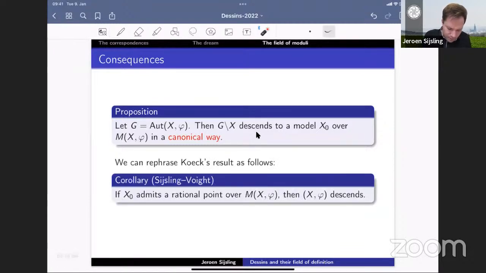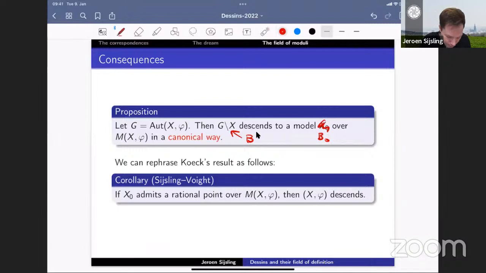Oh, I shouldn't have called this... this is really stupid. I should have called this B. I should have written B0 here. So X will in general not have a model over this field, but this quotient, which I call B, does.